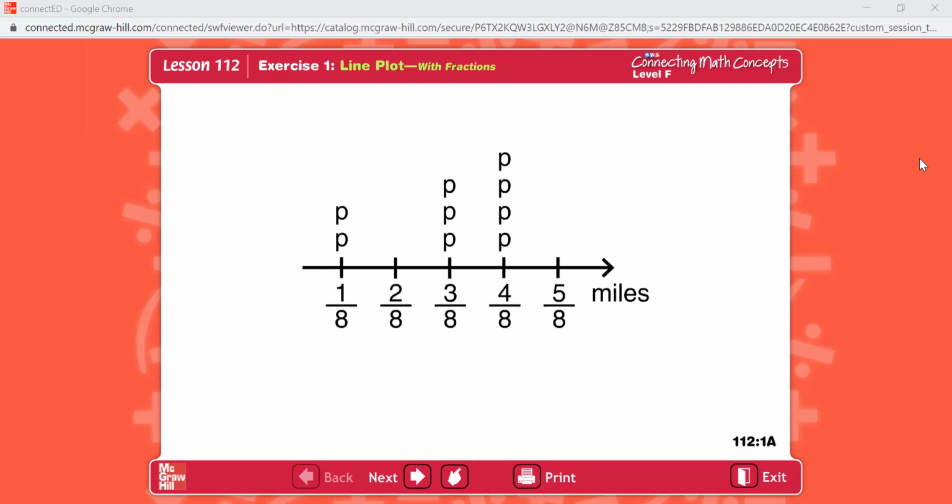Reading lesson 112. Here's a new kind of problem. Each column has a fraction, not a whole number. This line plot shows the number of miles people walk. Remember, the numbers for the columns are miles. The P's are for people.